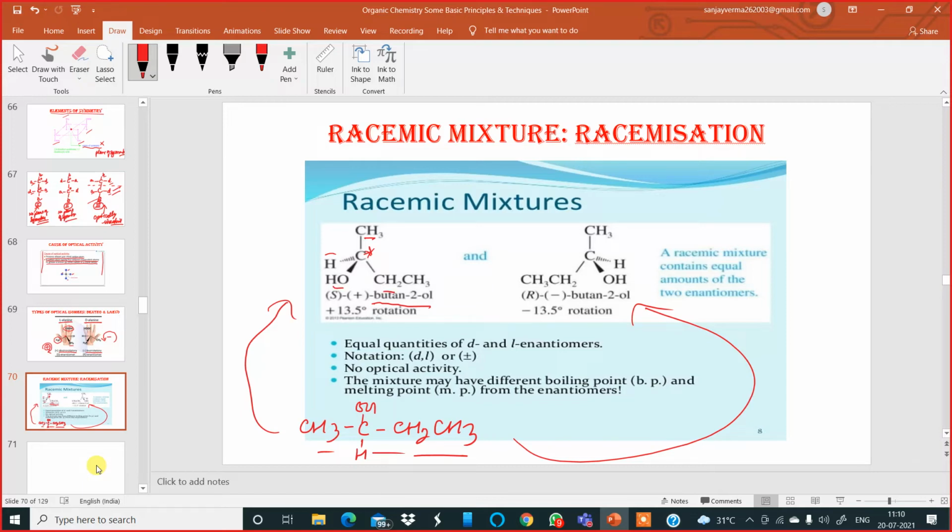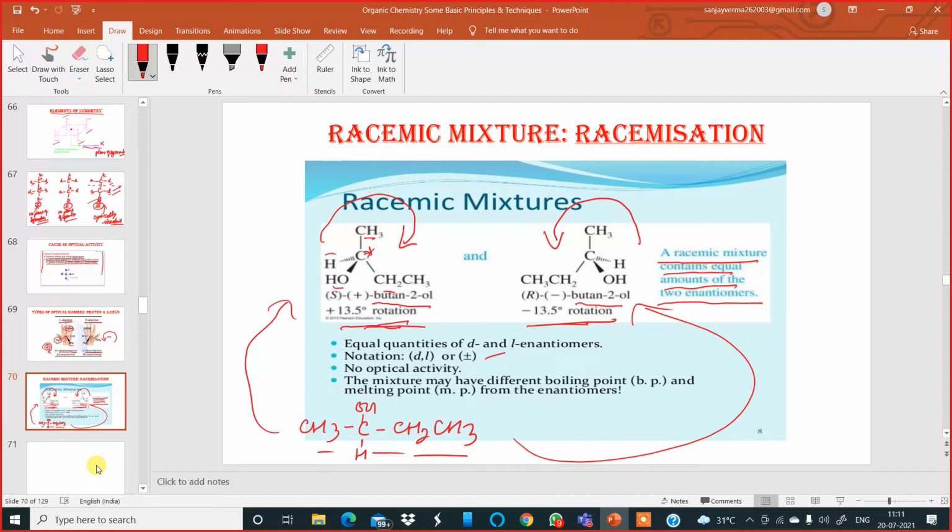So this isomer, which is dextro, is going to rotate the plane of polarized light in the clockwise direction. But the other one, the second one, butan-2-ol, the levo one, is going to rotate the plane of polarized light in the negative direction, that is levo. If you mix these two isomers in equal proportion, 1:1 ratio, that will make up a racemic mixture containing equal amounts of the two enantiomers. So equal quantities of D minus and L minus enantiomers. Net rotation is DL or plus minus. There is no optical activity after that.